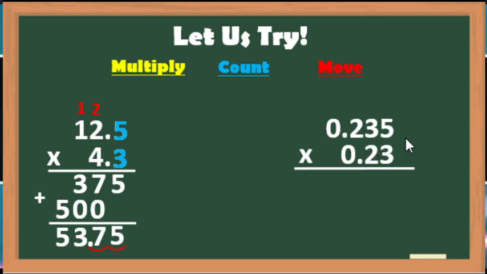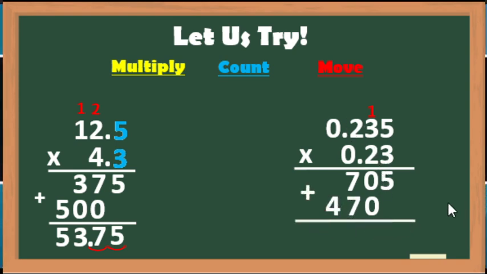We have 235 thousandths times 23 hundredths. Again, multiply as whole numbers. We have 3 times 5 is 15. Carry 1. 3 times 3 is 9 plus 1 is 10. Carry 1. We have 3 times 2 is 6 plus 1 is 7. Next, 2 times 5 is 10. Let us write our answer below digit 0. We have 0, carry 1. 2 times 3 is 6 plus 1 is 7. Then, 2 times 2 is 4.